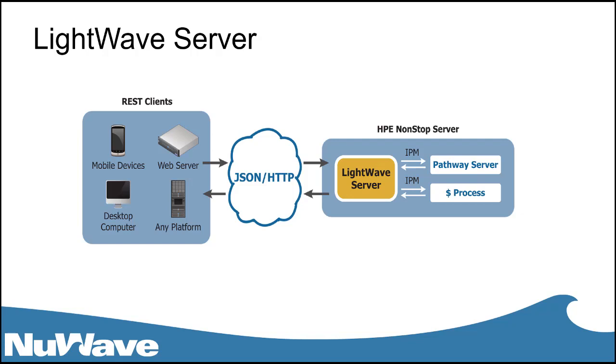That request will be received by LightWave Server running on the NonStop, and LightWave Server is configured to transform that incoming JSON HTTP request into an inter-process message, or IPM. That IPM is the message format that the backend application is expecting to see. In this case, the IPM is being sent to either a pathway server or a guardian process. And that backend application processes the request and sends a response back again via IPM to LightWave Server. And LightWave Server is configured to transform that IPM into a JSON HTTP response, which is sent back to the REST client. In this way, existing applications can be very quickly and easily REST enabled without making any change to the application whatsoever.